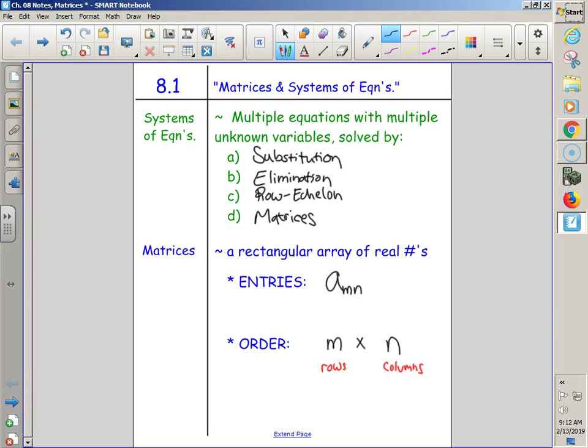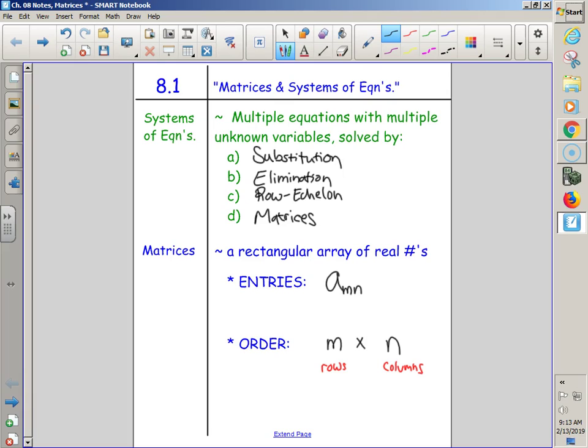AKA 8 entries total, right? Are we good? Okay. But if I was to show you not the entries by numbers, like 1, 3, -4, 7, like if I was not to fill in with numbers, but instead fill in with notation about which entry I was referring to, this would be A sub 1,1. This would be A sub 1,2, A sub 1,3, A sub 1,4.